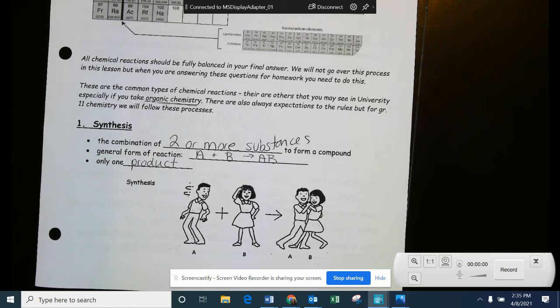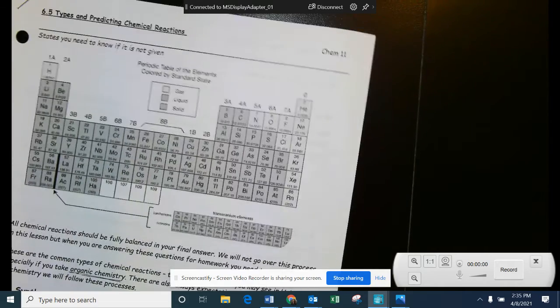Okay, it can be really helpful to think about chemical reactions like relationships or like people combining. So you've got one person and another person, and then they get together and they become a couple. That is a synthesis reaction, and that might be an easy way to remember it.